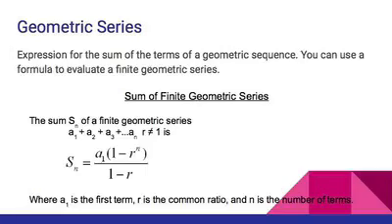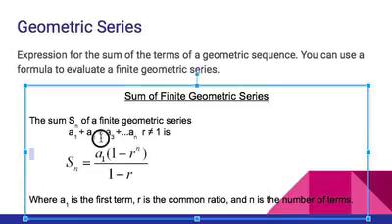A geometric series is an expression for the sum of the terms in a geometric sequence. You can use a formula to evaluate a finite geometric series. The formula is right here at the bottom. All you need to know for the formula is a sub 1, which is the first term, r, which is the common ratio, and n, which is the number of terms.